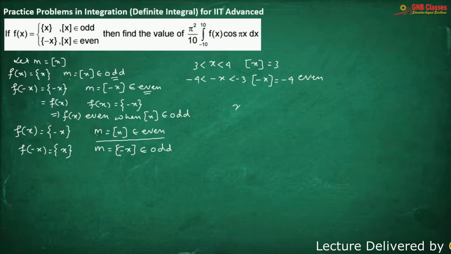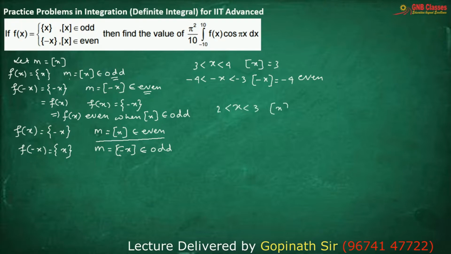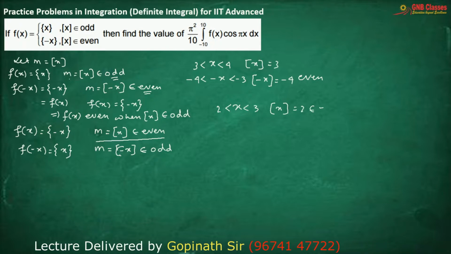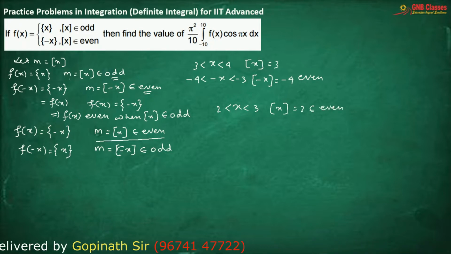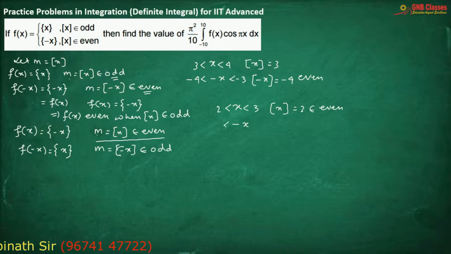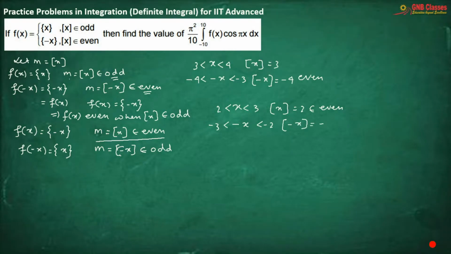Now let me take an example again. Let us say x belongs to 2 to 3. So in that case, the greatest integer of x is 2, which is nothing but an even integer. Now minus x will lie between minus 3 and minus 2. So in that case, the greatest integer of minus x will become minus 3, which is nothing but an odd integer.